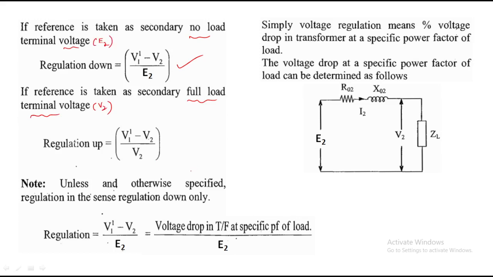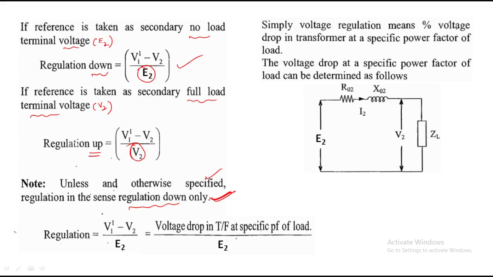Unless otherwise specified, regulation means regulation down only. If it is with respect to no load secondary terminal voltage, E2, that is regulation down. If it is with respect to full load terminal voltage, that is regulation up. For example, if the examiner doesn't provide any data about down or up, you have to choose regulation down by default.